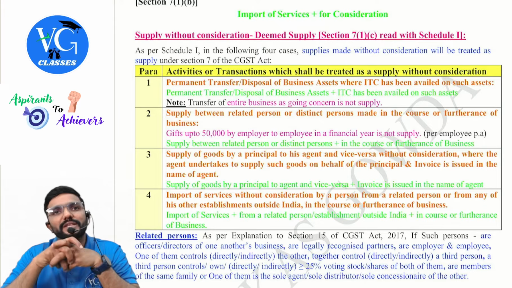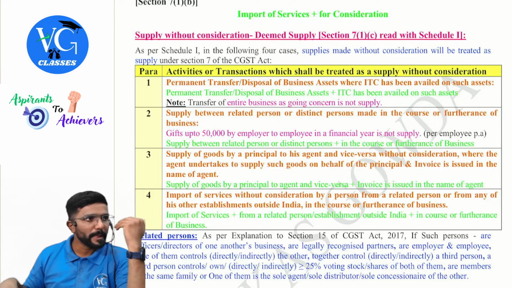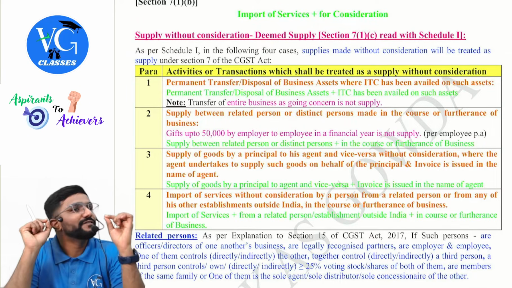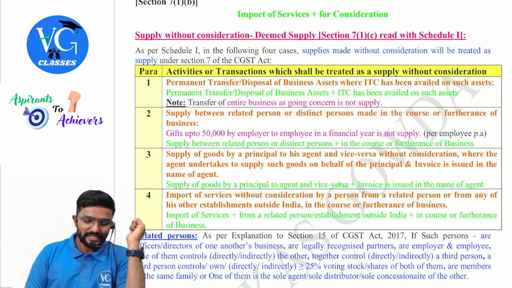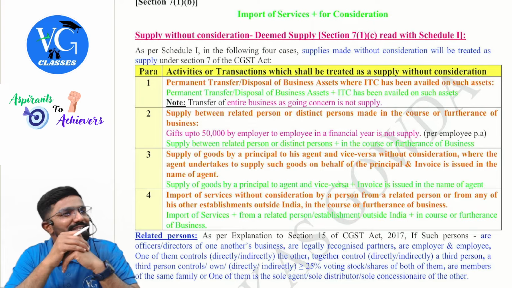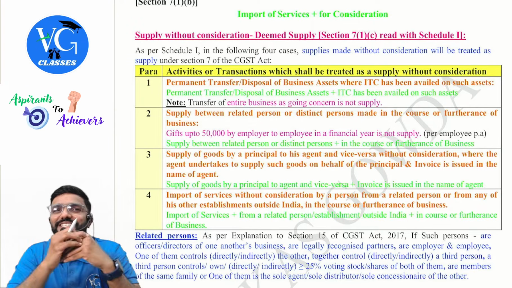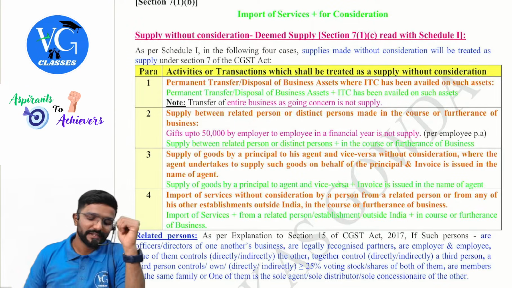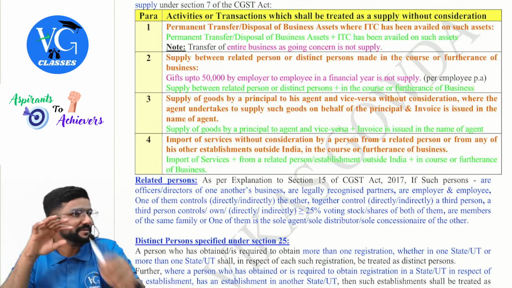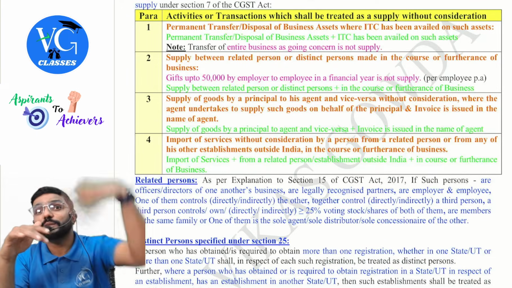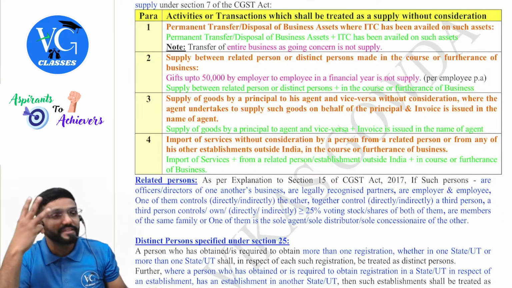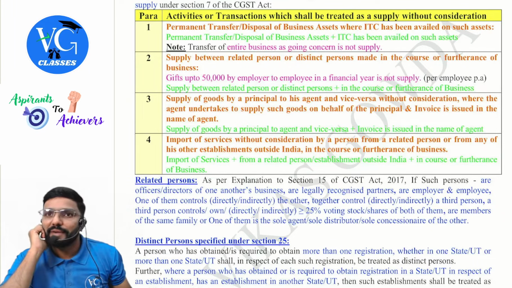And the shortcut to remember the paras are: para 1 talks about assets. A is the first alphabet. Second, supply between related person or distinct person. That means at least two parties should be there. To be related or distinct, at least two parties should be there. Then three, principal, agent, and the third party. Three people will be involved here. I supplied to you, you supplied to customer. Or you bought from supplier and gave it to me. Totally, how many people are involved in the chain? Three. Para 3.